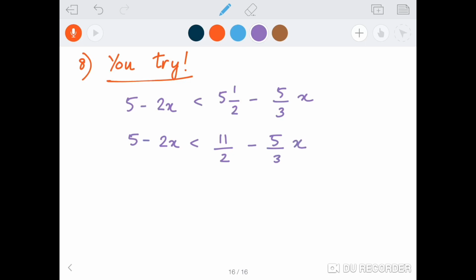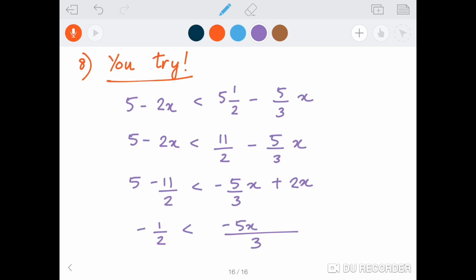Now move all your like terms together, keep them handy so that it becomes a little easier for you to work with. So I get 5 minus 11 by 2 is less than minus 5 by 3x plus 2x. Take the LCM on both sides. I get 2 as the LCM this side, so I get minus half is less than, take 3 as your LCM here, you get minus 5x plus 6x.